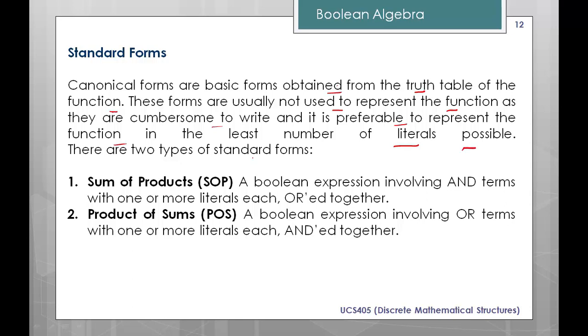Right, there are two types of standard forms. Number one, sum of products. Second is product of sums. As the name indicates, sum of products is a Boolean expression involving AND terms with one or more literals ORed together. Product of sums is a Boolean expression involving OR terms with one or more literals each ANDed together.